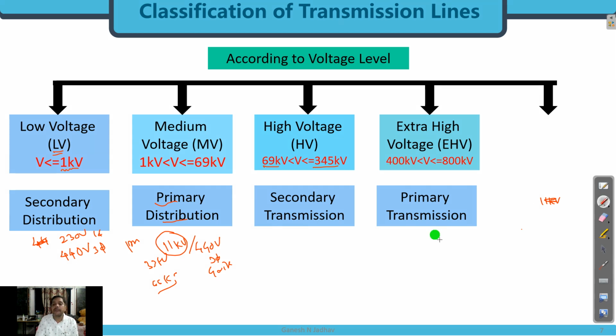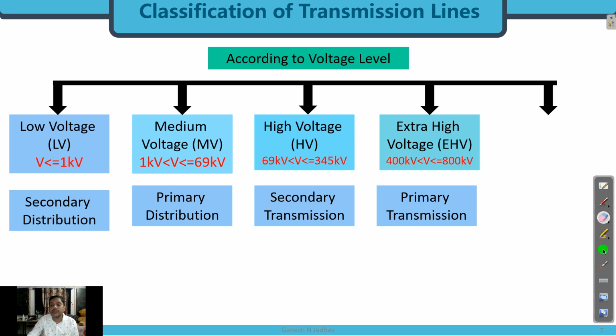If we take the example of Maharashtra, we have a 400 kV transmission line between the Kalwa substation, which is in Thane, and the Lonikand substation, which is near Pune. Then again it is going towards the Vidarbha side. So this is the extra high voltage, but we have not stopped at this voltage level.